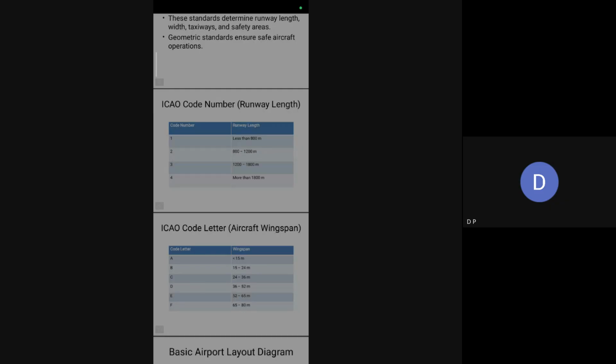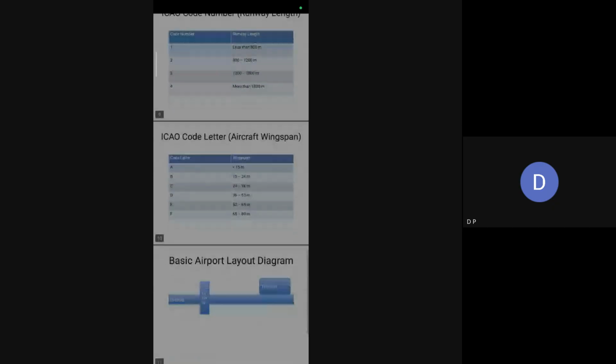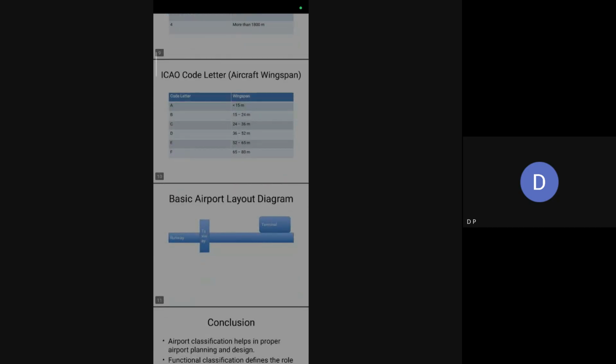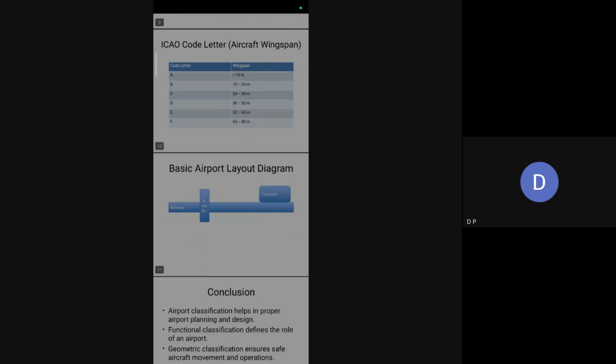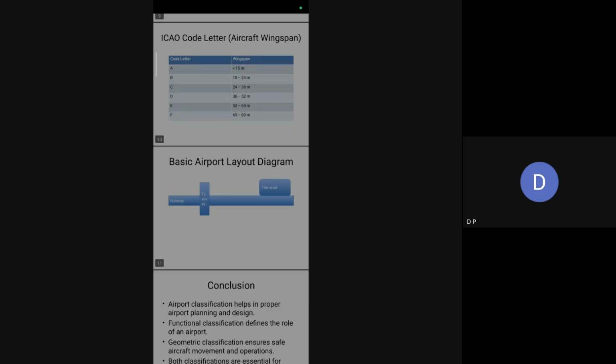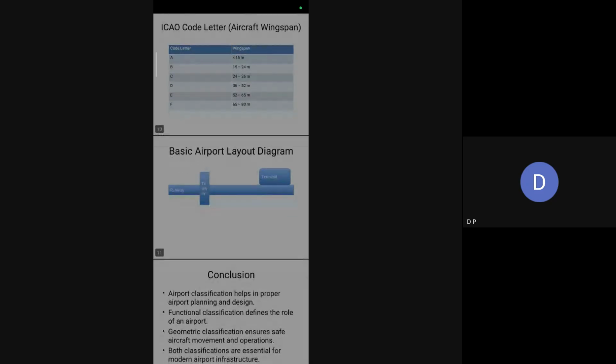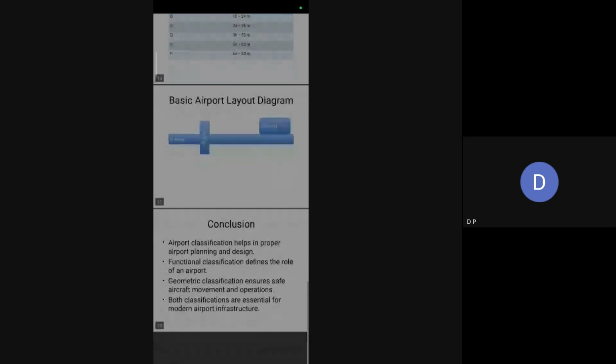First code number is for less than 800-meter length. Second, between 800 and 1200. Third, 1200 and 1800-meter, and fourth, more than 1800. For aircraft wingspan, code A is less than 15-meter, code B between 15 and 24-meter, code C between 24 and 36-meter, code D between 36 and 52-meter, code E 52 and 65, and F between 65 and 80-meter.